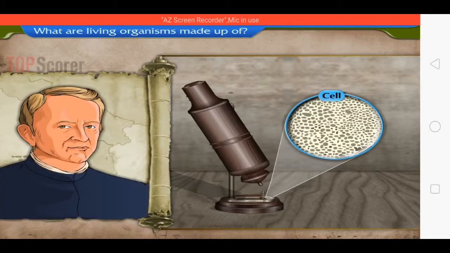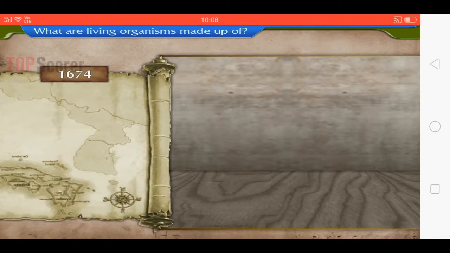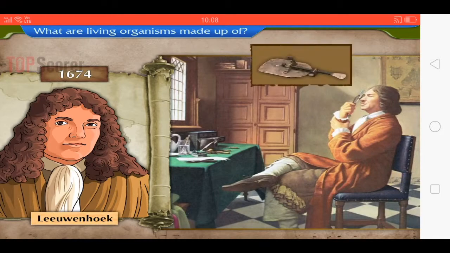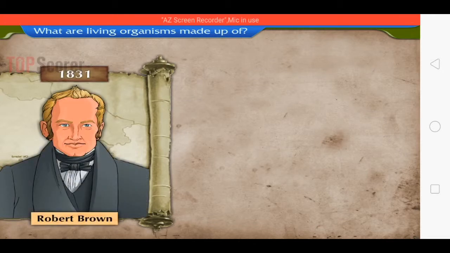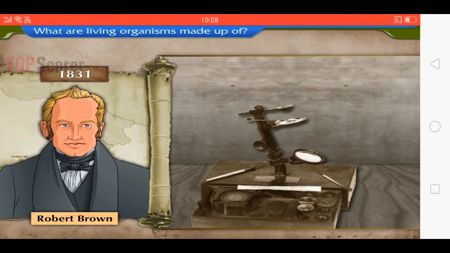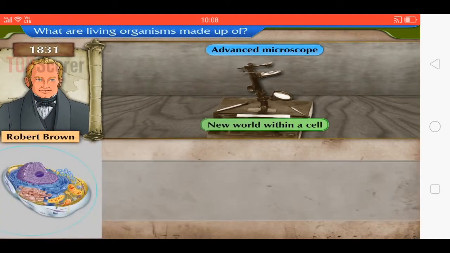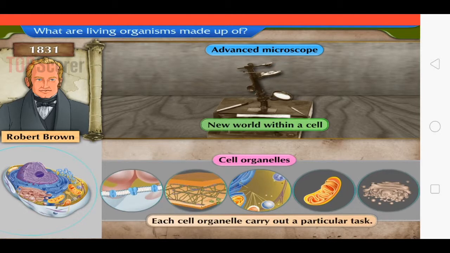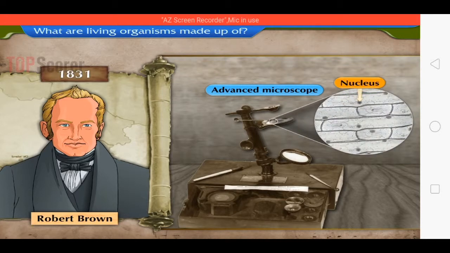As learnt, cells were first discovered by Robert Hooke in 1665. Later, in 1674, Leeuwenhoek discovered free living cells in a sample of pond water with the help of an improved microscope. In the year 1831, Robert Brown, a school teacher, continued the work of Robert Hooke on microscopes and invented an advanced microscope. He observed that there is a new world within a cell. He said that the cell was like a small factory with around 12 to 13 cell organelles within, each organelle carrying out a particular task. He discovered the presence of the nucleus, a spherical body in cells.